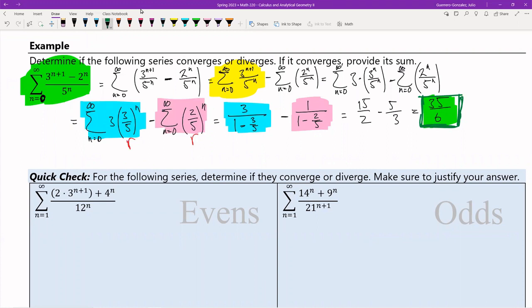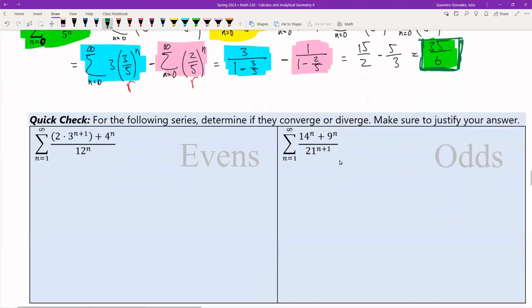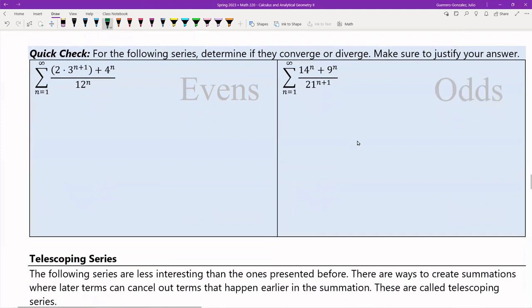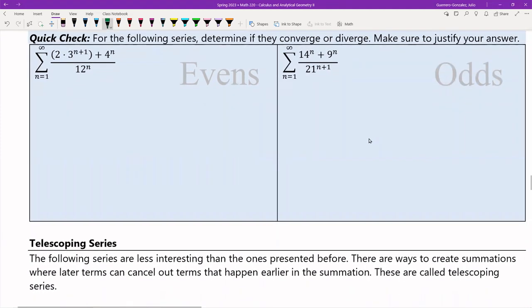So that's how you use the geometric series to do some of this convergence, okay? I got a couple of examples here. I want you guys to try them out. Make sure you sort of explain every step. These geometric series ones tend to be a little bit more algebraic. So make sure you show every step, okay?